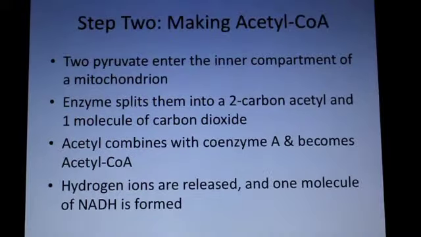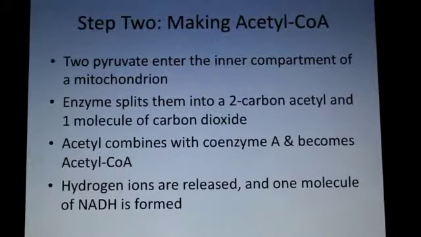So how do you make the acetyl-CoA? The 2 pyruvate enter into the inner compartment of a mitochondrion. And an enzyme splits them into a 2-carbon acetyl and 1 molecule of carbon dioxide. So we're doing this twice because we have 2 pyruvate from the last step. So we've given off 2 carbon dioxide. We've broken our 6-carbon sugar into 2 2-carbon acetyls.